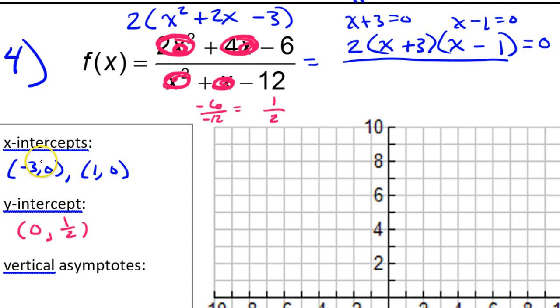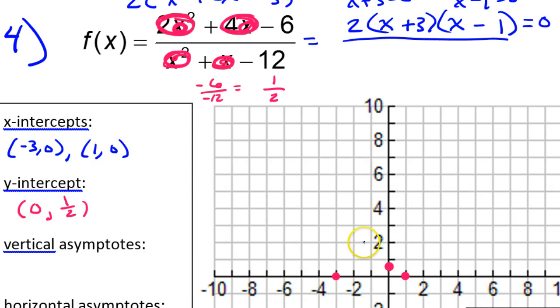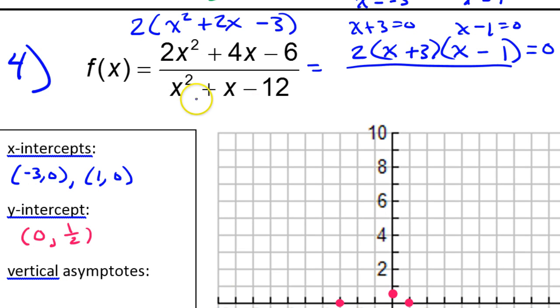Alright, let's go ahead and plot these 3 points that we have so far. Alright, the x-intercepts and the y-intercept look like this. Now let's find the vertical asymptotes. Well, we can find the vertical asymptotes by setting the denominator equal to 0. Alright, so if I'm going to set the denominator equal to 0 and solve, the way I would solve this is by factoring. So I'm going to go ahead and factor the denominator.